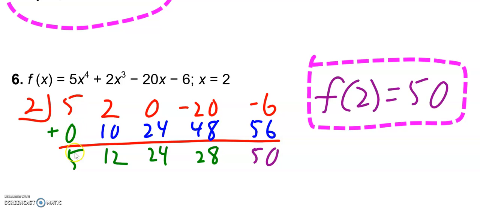So I add vertically. 5 plus 0 is 5. 2 times 5 is 10. 2 plus 10 is 12. 2 times 12 is 24. 0 plus 24 is 24. 2 times 24 is 48. Negative 20 plus 48 is 28. 2 times 28 is 56. Negative 6 plus 56 is 50.